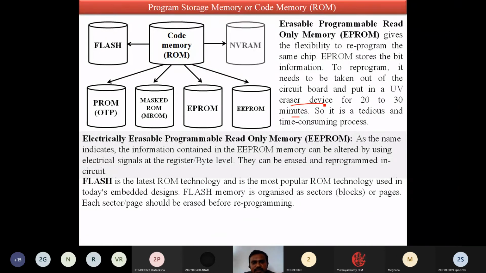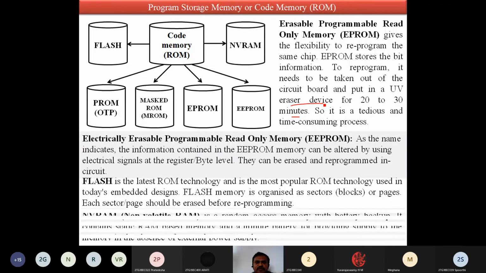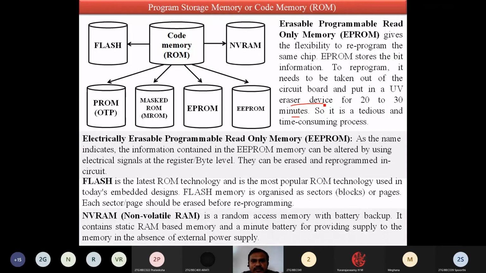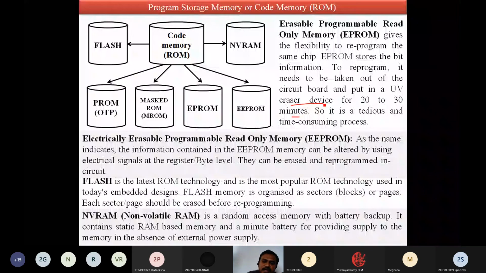Then comes NVRAM. This is a special type of memory which comes in both categories, volatile and non-volatile. It is an example of RAM and also an example of ROM, read-only memory and random access memory. It is an example of these two: NVRAM, non-volatile RAM. It is random access memory which uses a battery backup.